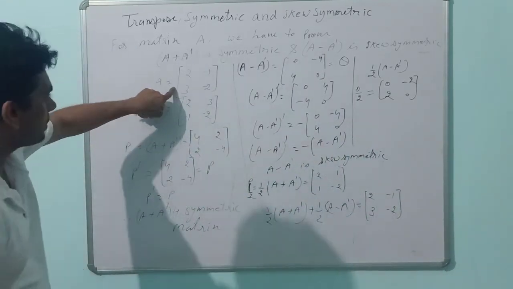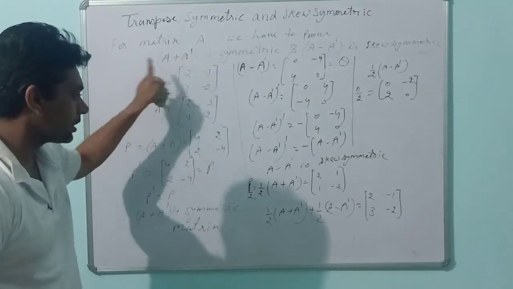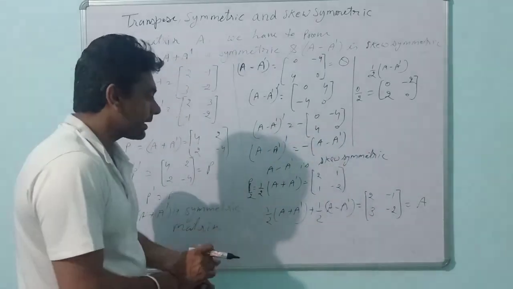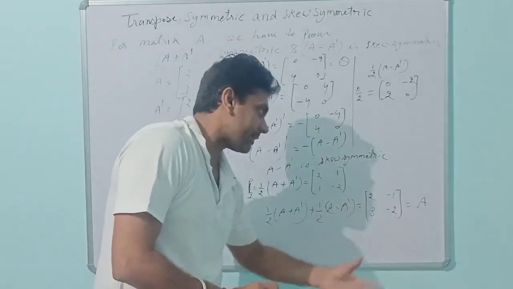This is the matrix we started with. This is A. So a matrix can be written as the sum of a symmetric and a skew symmetric matrix.